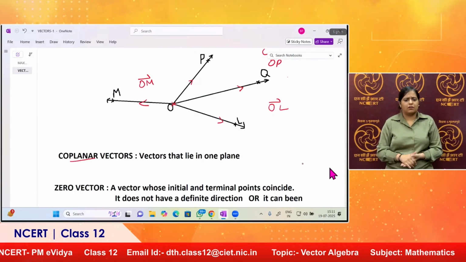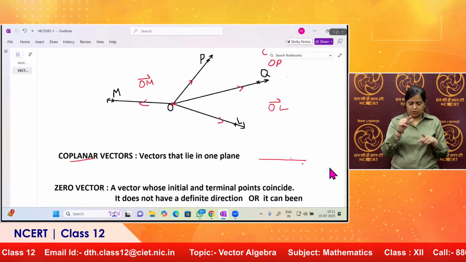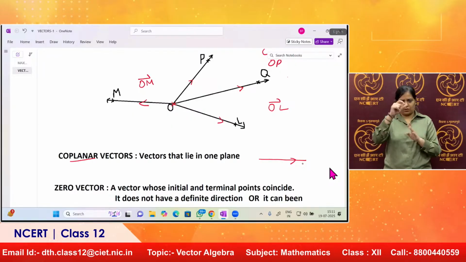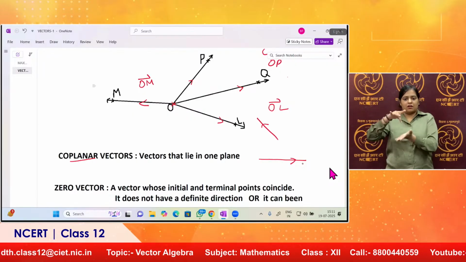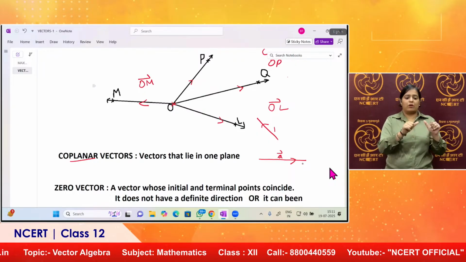Fine. Now I have this plane. This screen is one plane. So I have kept one vector here. There's another vector moving in this direction. It can have any direction. These are two vectors. I'll represent this vector by A and that's vector B.